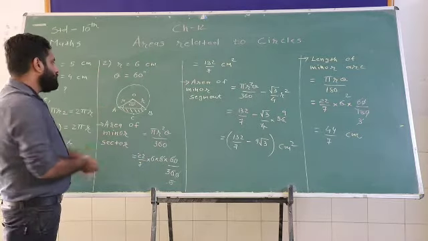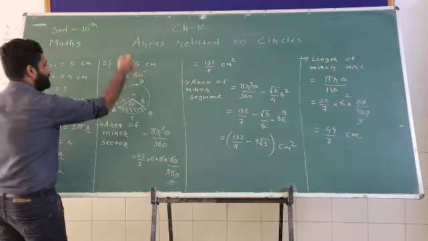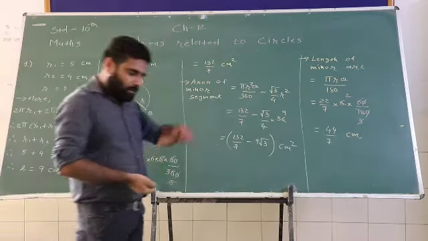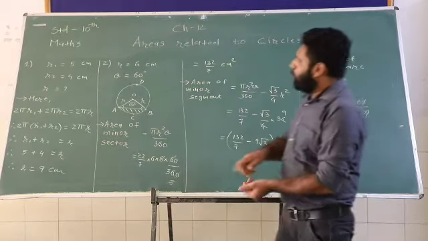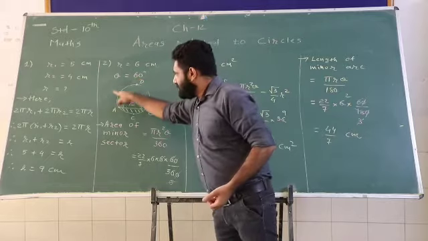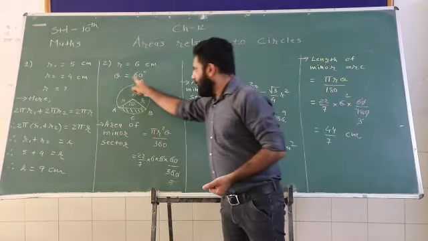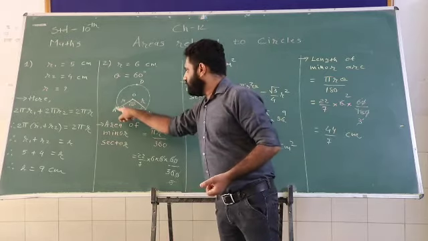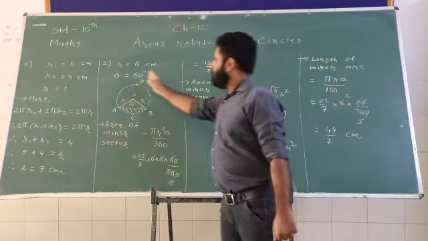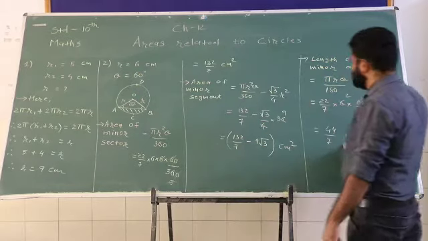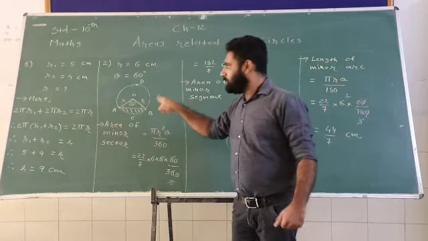Now if you want the length of the major arc, suppose the major arc AD, then the same situation will be there. The length of the whole circle, that means the circumference of the circle, 2 pi r, minus the length of the minor arc that you have. So 2 pi r minus 44 by 7. So it will be the length of the major arc.